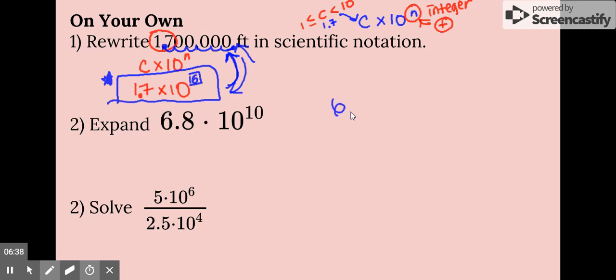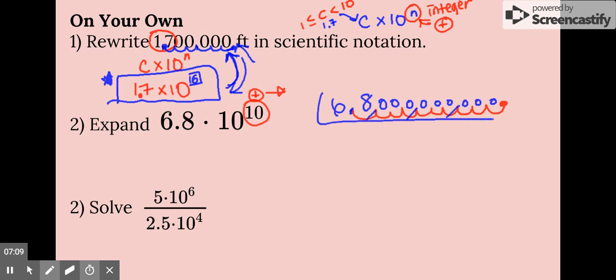And number 2, expand this. So now we have the decimal right behind 6, and then how many times do you need to move the decimal to the right? It's a positive exponent, so you're going to the right. Let's go. 1, 2, 3, 4, 5, 6, 7, 8, 9, and 10. You stop here, and you're going to just add zeros. 1, 2, 3, 4, 5, 6, 7, 8. Okay. So now how many zeros? You just place the commas. So this is going to be the answer.